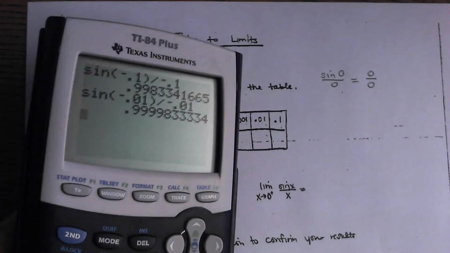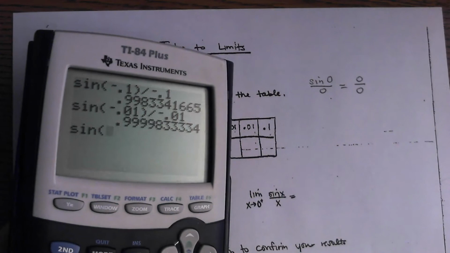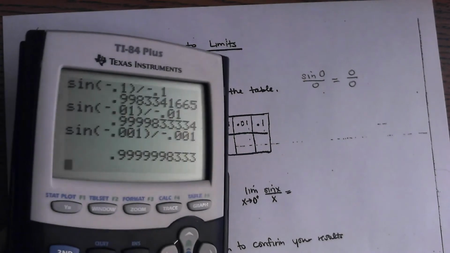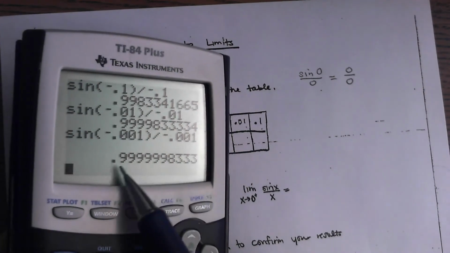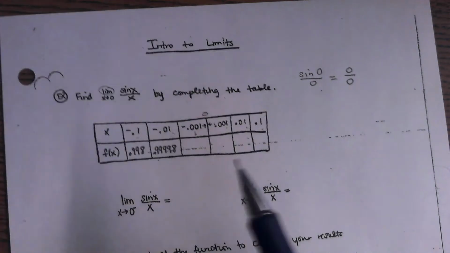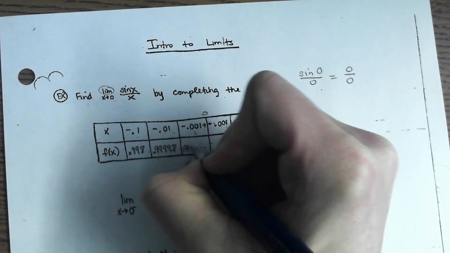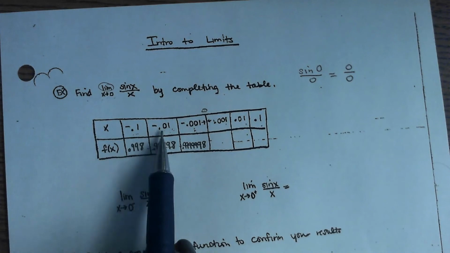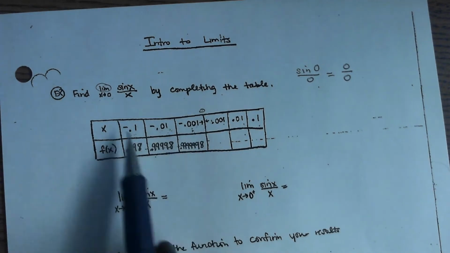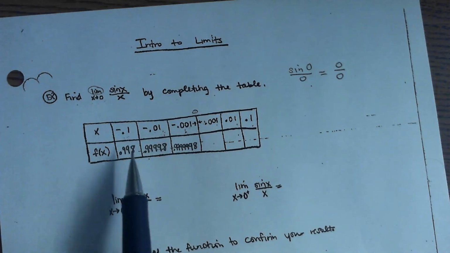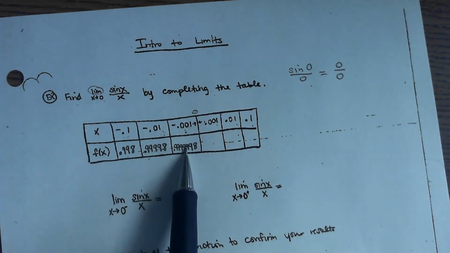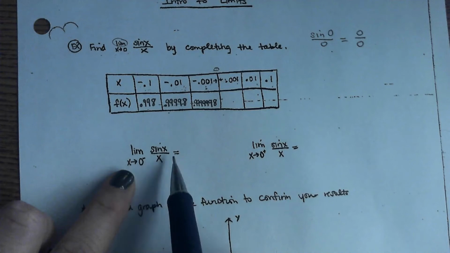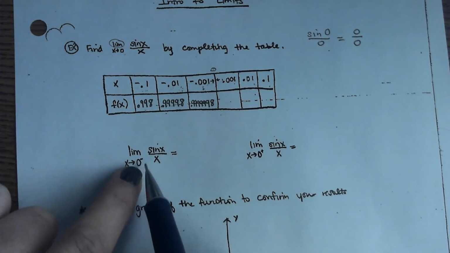And then one last time coming from the negative side, the sine of negative 0.001 divided by negative 0.001. And I get, oh boy, 1, 2, 3, 4, 5, 6 nines in a row followed by an 8. So 0.9999998. So as my x-coordinate is getting closer and closer to 0, coming from the left, or the negative side, what are these numbers getting closer and closer to? 1.